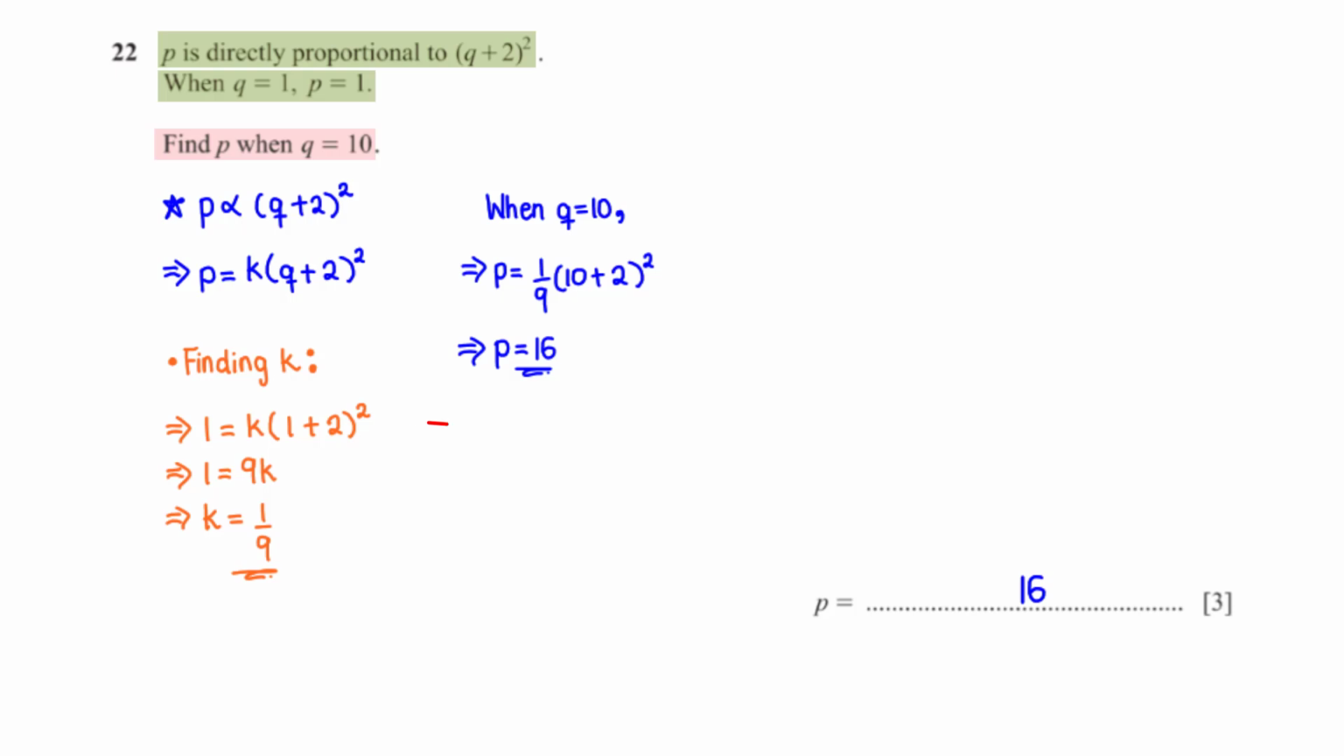This gives us 1 equals K times 1 plus 2 squared. 1 plus 2 squared is 9. When we divide both sides by 9, we have K equals 1 over 9. So now, when Q equals 10, P is equal to 1 over 9 times 10 plus 2 all squared. This gives us P equals 16.